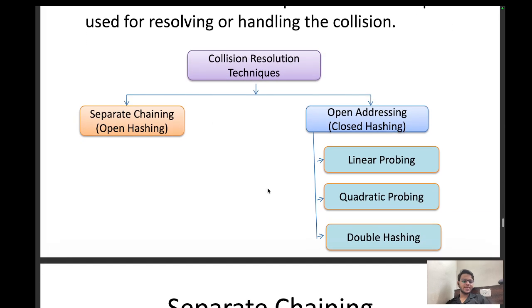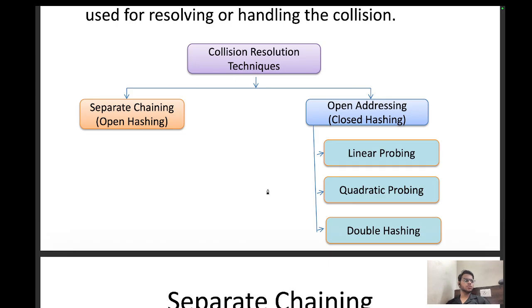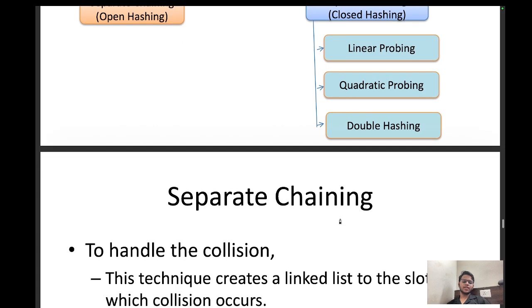Separate chaining is also known as the open hashing technique. And the second one, open addressing, is also known as the closed hashing technique. The closed hashing technique has three types: linear probing, quadratic probing, and the double hashing technique.